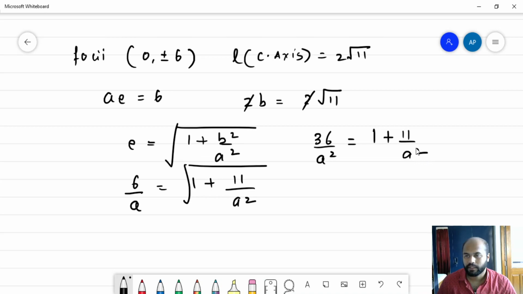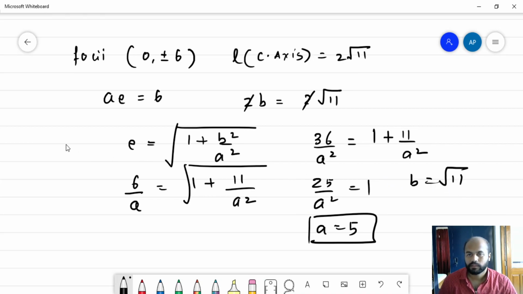11 by a square. So 36 minus 11 is going to be 25. 25 by a square is 1, which means that a is going to be 5. So a is 5 and b is root 11. Thus we can find the equation as y square by a square, that is 25, minus x square by 11 is equal to 1. That is the equation in this case.